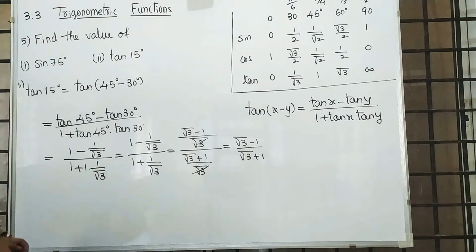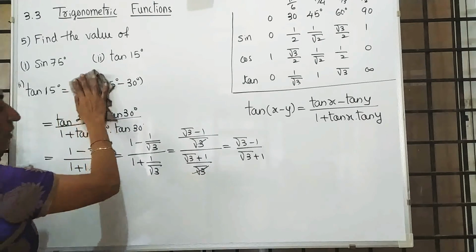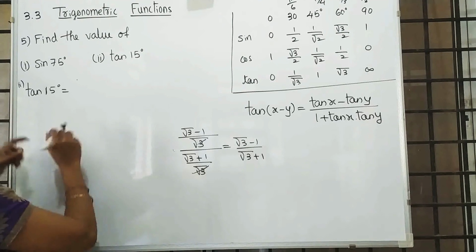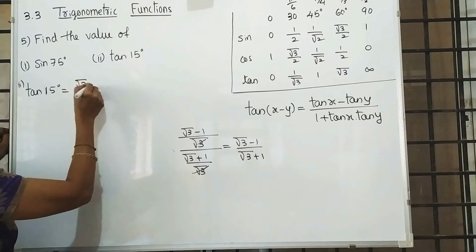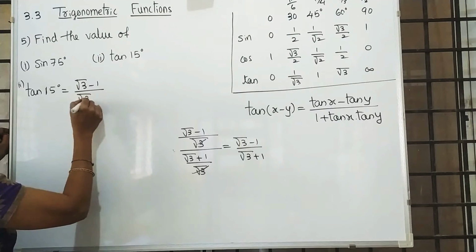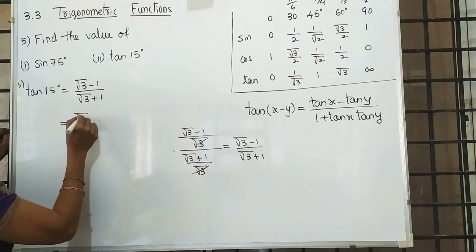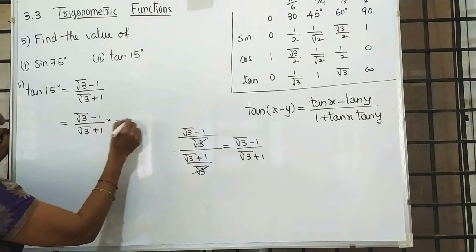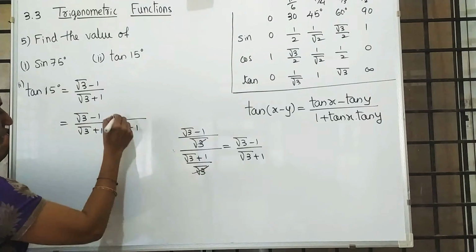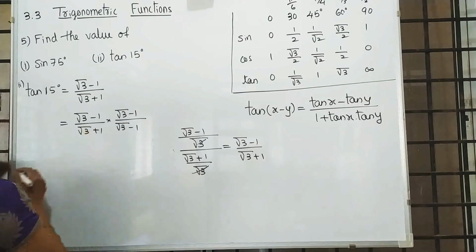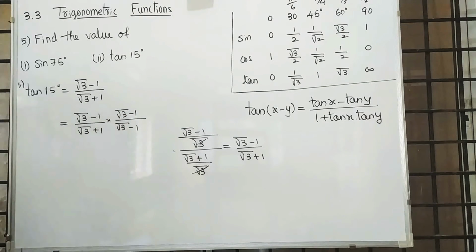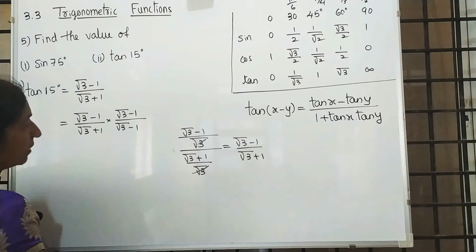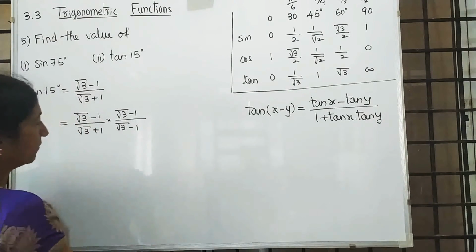Sometimes we are using tan 15 degree as root 3 minus 1 upon root 3 plus 1. But every time we are not using this. So you can write one more value for this if you rationalize the denominator. Rationalize the denominator, you will get one more value. Rationalizing factor, you were already familiar. Root 3 plus 1, its rationalizing factor is root 3 minus 1.